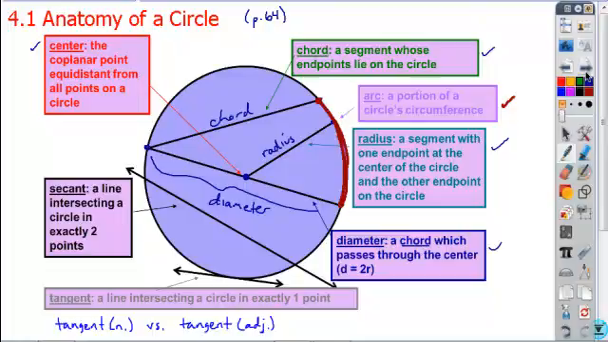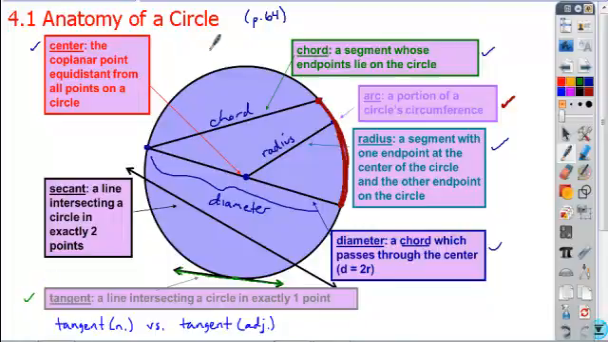Okay, so this brings us to the last two things I want to talk about, and that is elements that intersect a circle but then extend beyond it. The element that intersects a circle at one and only one location is called a tangent. So this is an example of a tangent. It's a line that intersects a circle at exactly one point.